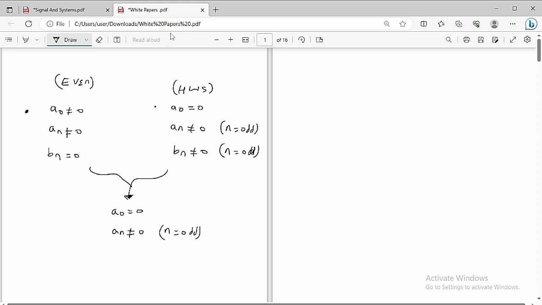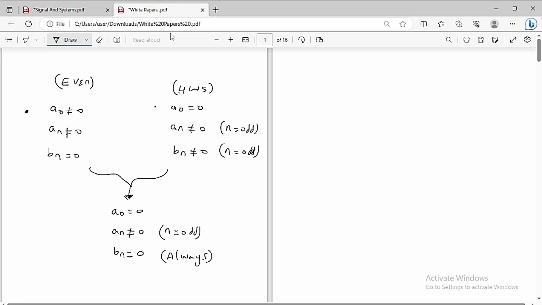Now then bn. Here bn is equal to 0 always, while here bn is not equal to 0 always, which means bn is not equal to 0 for n is equal to r, so definitely it will always become null. So bn is equal to 0 always. So this is what we can say, and this is the thing finally.